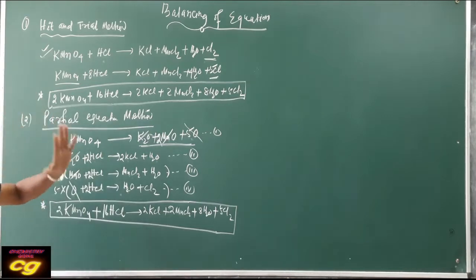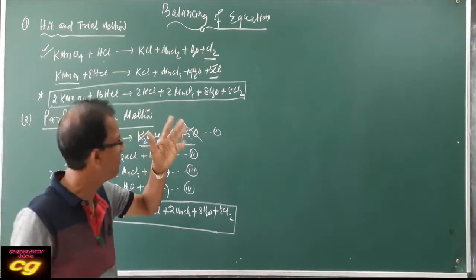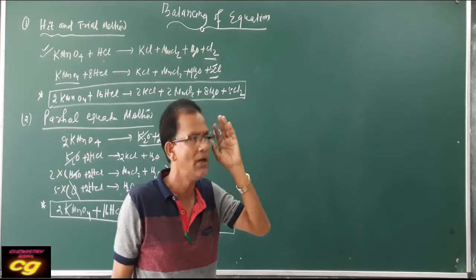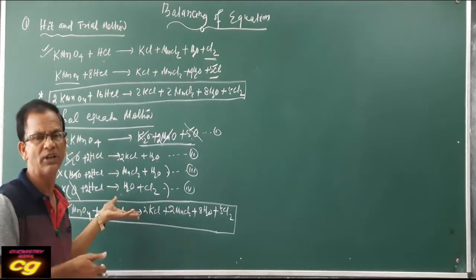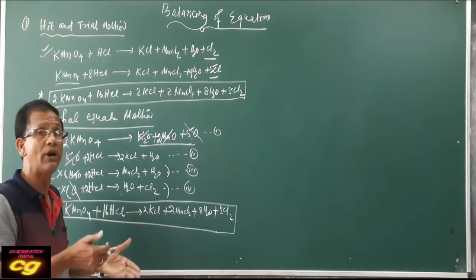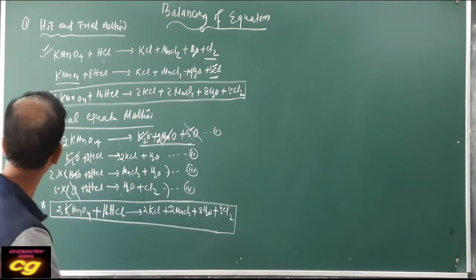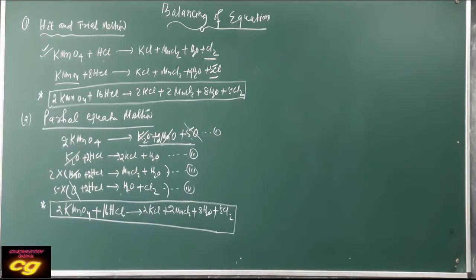You have to practice. Practice is important. Practice makes a man perfect. You have to practice so many things. You can understand clearly, there is no problem, but practice is required to balance the equation. So this second method is the partial equation method.